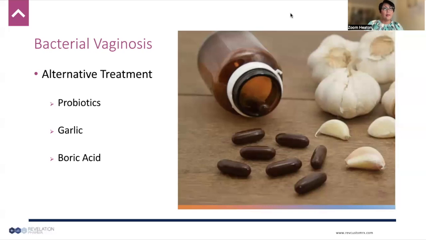Boric acid vaginal suppositories are commonly used to treat BV. According to research in 2019, boric acid is typically effective at treating both BV and vaginal thrush, and few side effects occur. Of course, boric acid is not to be taken orally, and it should not be used while pregnant.